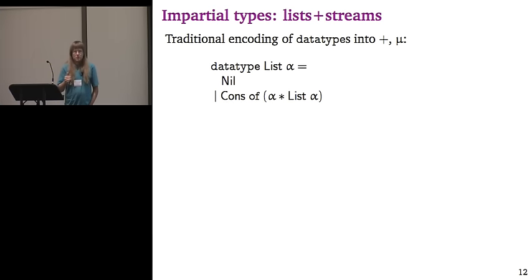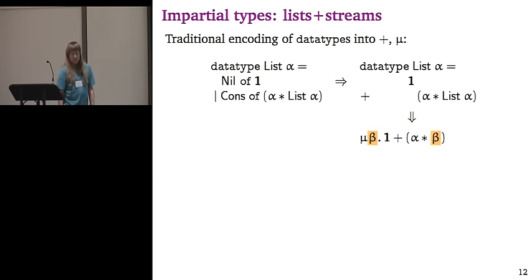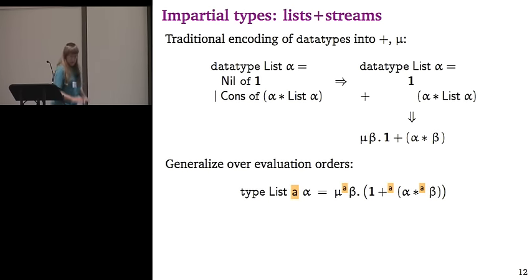I want to give an example so that even if typing rules make your eyes glaze over, you'll get something out of the talk. So if you do the traditional encoding of ML-style data types into their component connectives, first you get rid of the nullary constructors because they're weird. Then you turn the vertical bar into a sum type. Then you drop the constructor names. Then you replace list alpha with something you bind with a mu. That's all standard. What we'll do is generalize over evaluation orders so that you can instantiate A with either V or N.